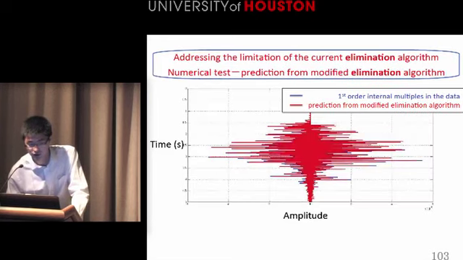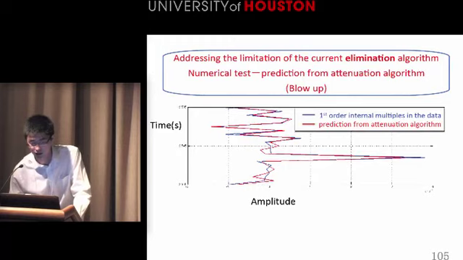And then this picture shows the modified strategy for the elimination algorithm. As I mentioned in part 2 in the previous slides, we use B1 plus B3 as a new set of data to put into the internal multiple elimination algorithm. We can see the internal multiple prediction is further improved.